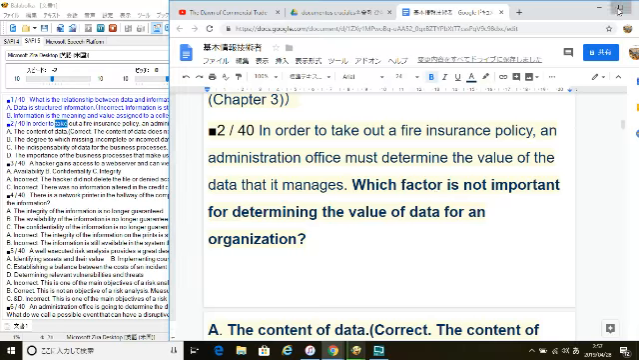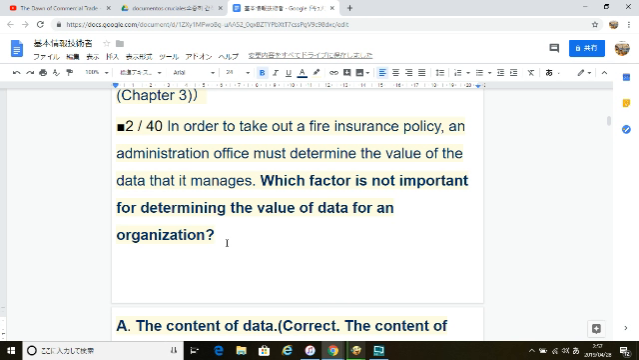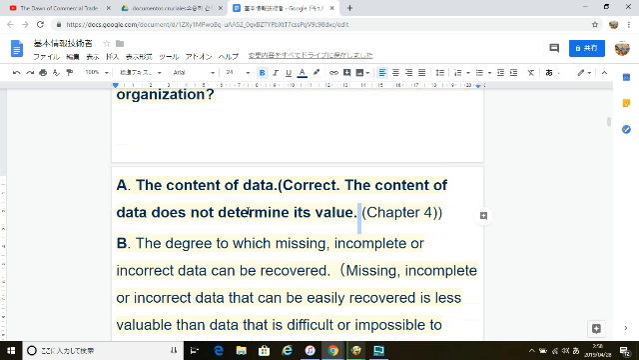2/40 In order to take out a fire insurance policy, an administration office must determine the value of the data that it manages. Which factor is not important for determining the value of data for an organization? A. The content of data, correct. The content of data does not determine its value.